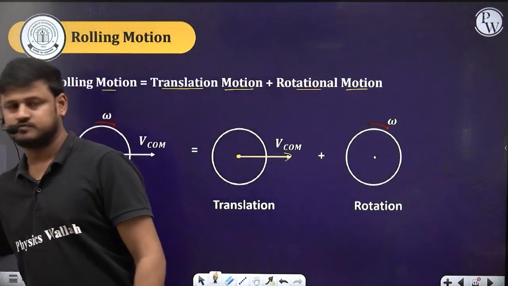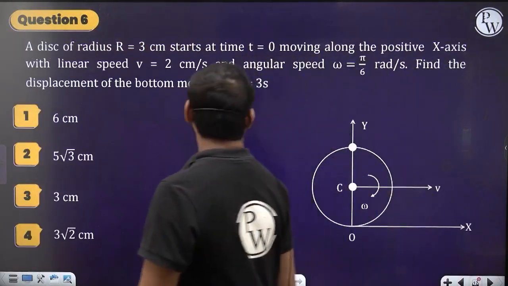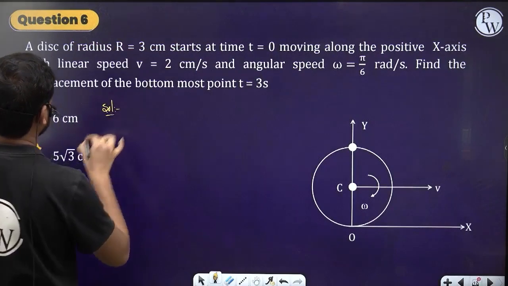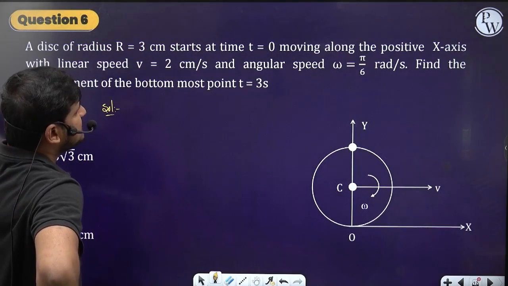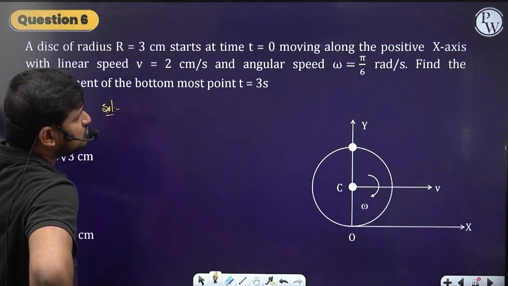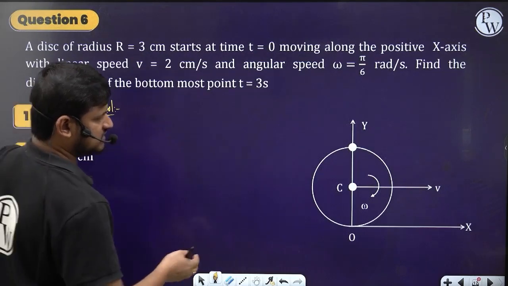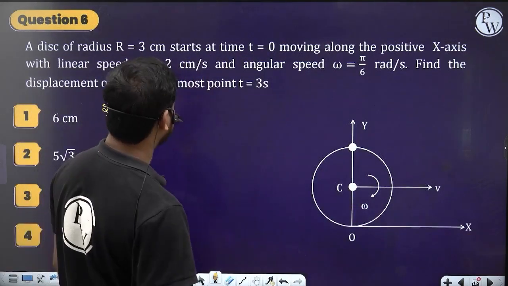Fine. Now next, let's take one simple question here. What does the question say? A disc of radius r equals 3 centimeters starts at time t equals 0 moving along the positive x-axis with linear speed v equals 2 centimeters per second.